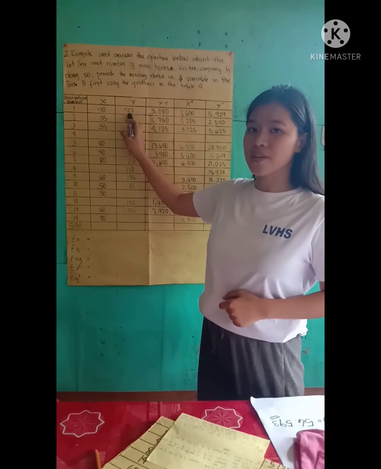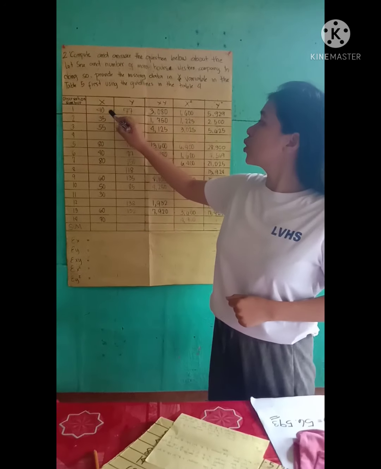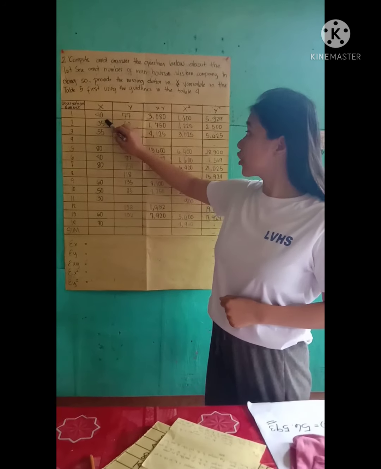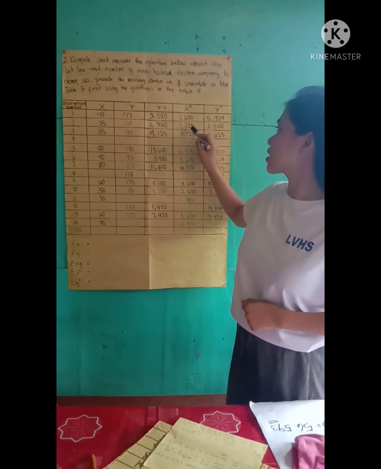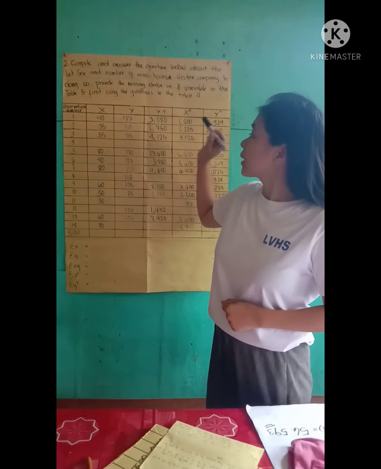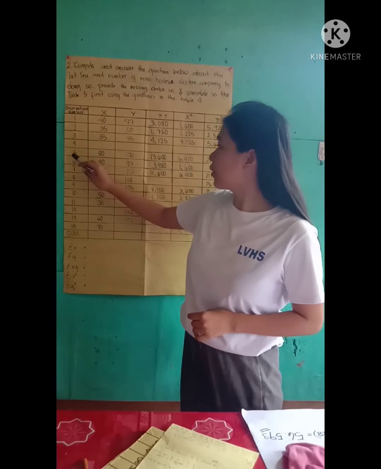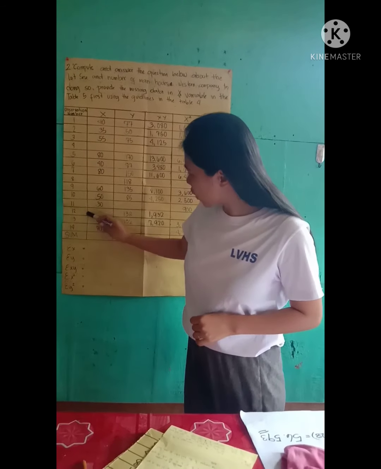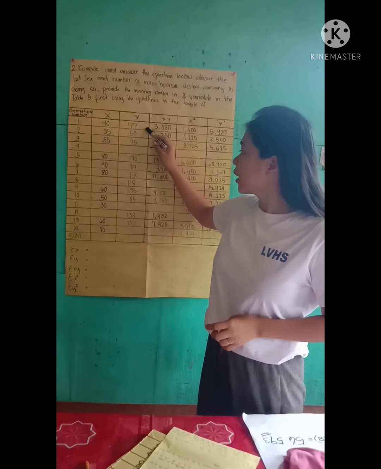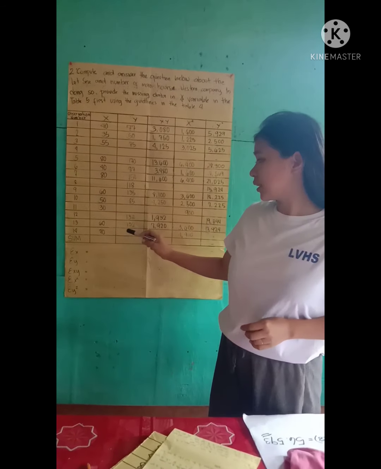So 40 times 77 is equals to 3080. For the X squared, we need to multiply the X by itself. So 40 times 40 is equals to 1600. And for the Y squared, multiply the Y by itself. 77 times 77 is equals to 5929. So we have missing data in the X column in number 4, 8, 12, as well as in the Y column in number 4, 11, and lastly number 14.